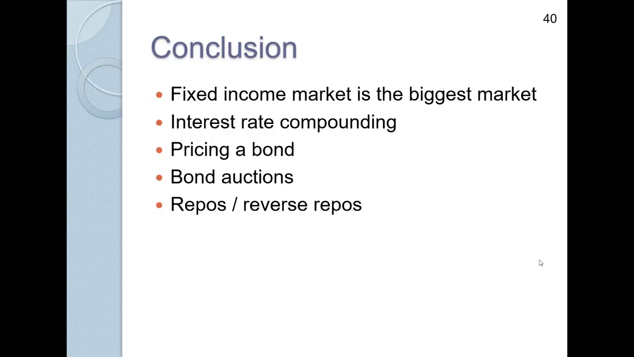This chapter was an introduction to the fixed income market. We saw the fixed income market is the biggest market. We saw interest rate compounding, and there we saw the continuous compounding of interest rates. We saw how to price a bond, accrued interest, the clean and dirty prices, how to price a bond when the maturity is less than one coupon. We saw bond auctions, discriminatory and uniform auctions, and we saw the logic of repos and reverse repos and how to price them and how to compute the profit in repos.